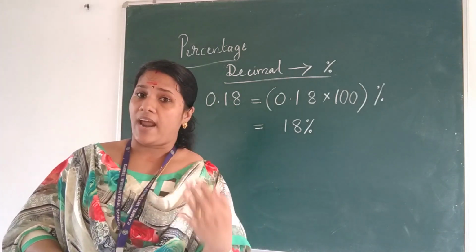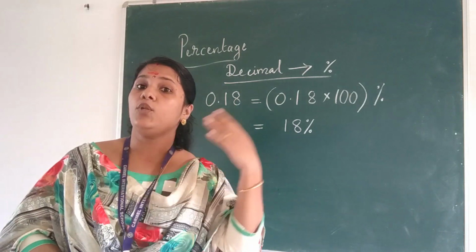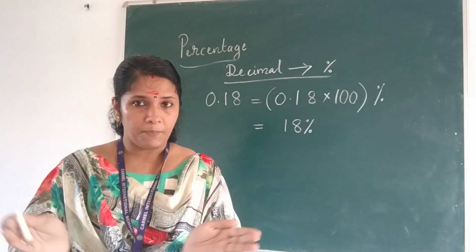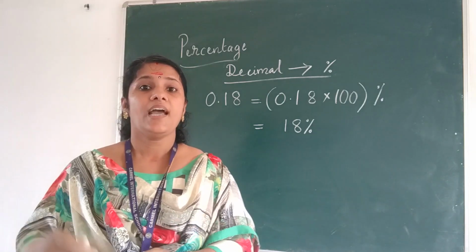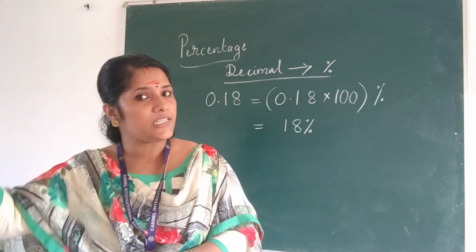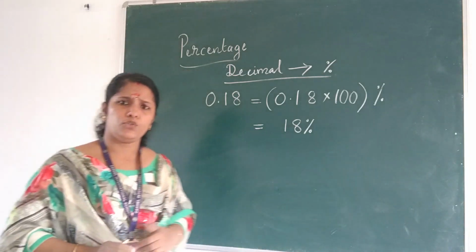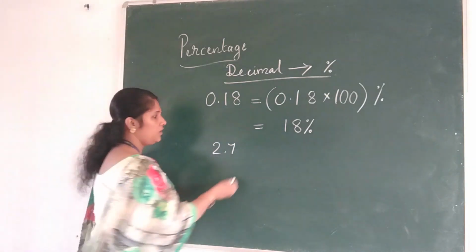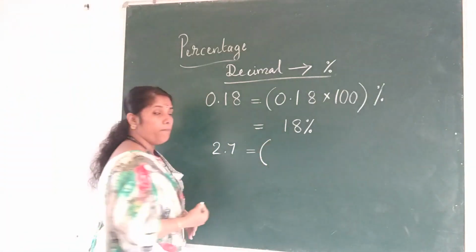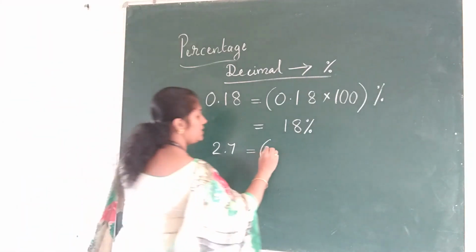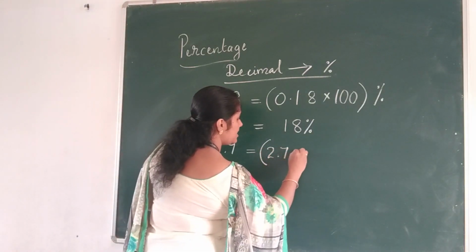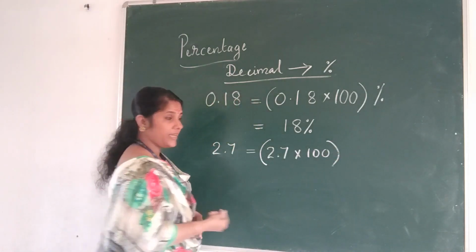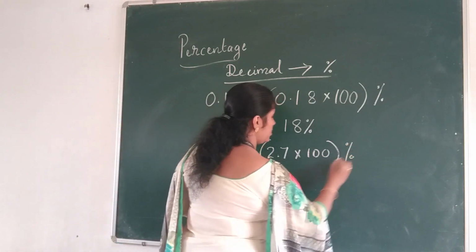When we are converting a fraction or a decimal into percentage, how can we do it? Simply multiply by 100 inside the bracket and give the sign of percentage outside. Let's see one or two more examples. Say 2.7. Going to multiply by 100 inside the bracket. 2.7 into 100 and outside the bracket there will be a percentage.